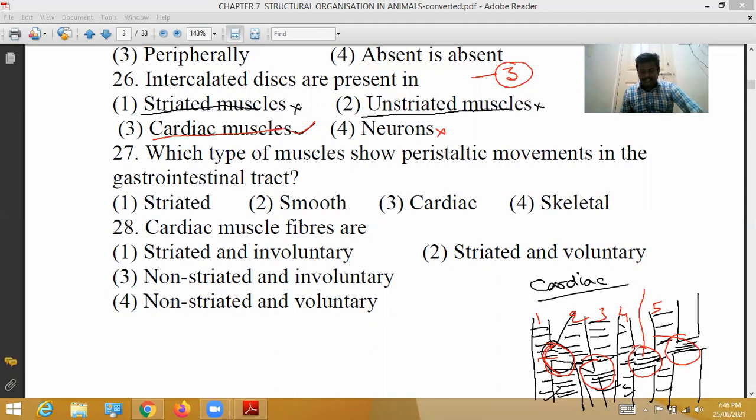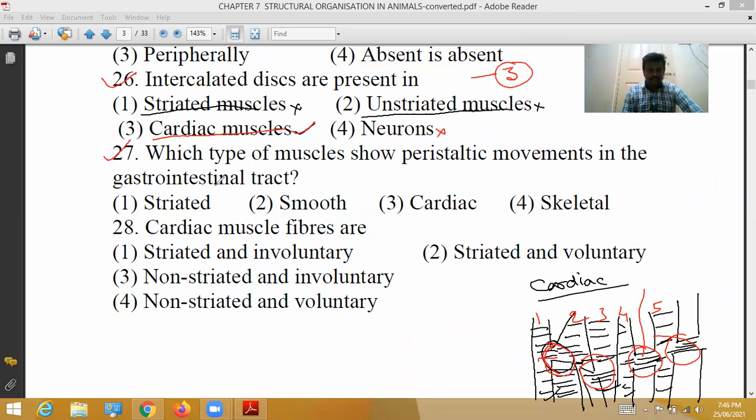Intercalated discs provide a strong attachment between adjacent cells. They help in electrical coupling for spread of excitation as well as contraction. Okay, so 26th question, third option is correct.